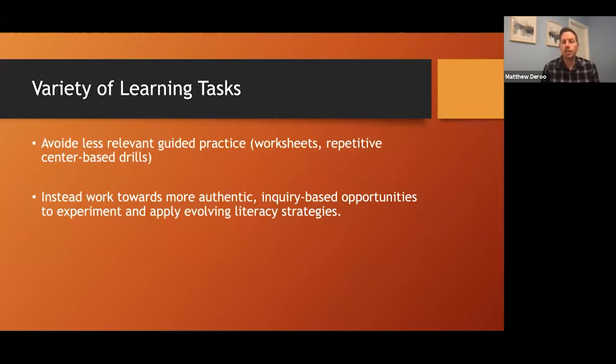So if you just have students sit in class and conjugate verbs, let's do past tense, let's do past perfect tense, let's do future tense, that can become very boring to students. So the more that we can engage them in a variety of learning tasks, the better it will be for them to engage in literate learning. So we should work towards more authentic and more inquiry-based opportunities to experiment and apply evolving literacy strategies.